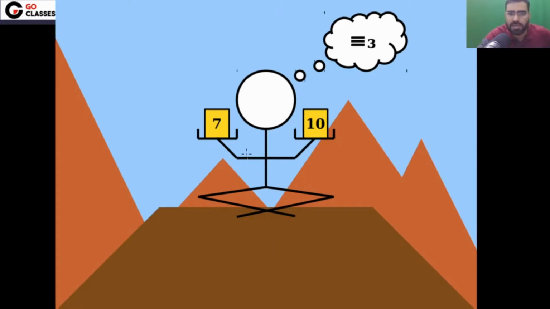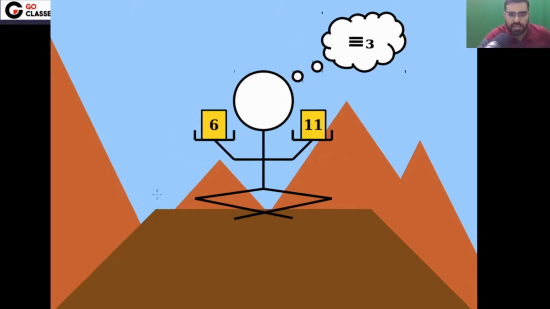Next, let's see this. Can I say 7 and 10 are congruent modulo 3? The answer is yes, because if you divide 7 by 3, the remainder will be the same as when you divide 10 by 3. So 7 and 10 give you the same remainder when you divide by 3, and that is the reason we say that 7 and 10 are congruent modulo 3. The remainder will be 1.